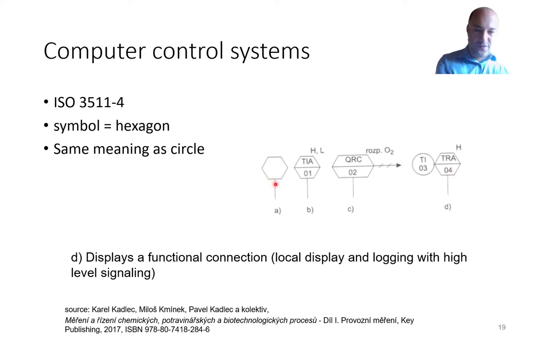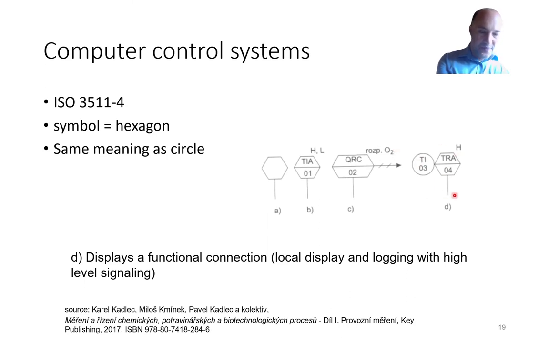So instead of a circle, we use a hexagon. But it has the same meaning as a circle. So if it's a hexagon like this, it means, okay, this is my sensor, but now this is a computer control system. This is on a panel, and this is a wider symbol so that I can fit more info in it. This is the output signal, and this is eventually specifying what it is doing. So for example, this measures O2 that is being dissolved somewhere in the liquid.